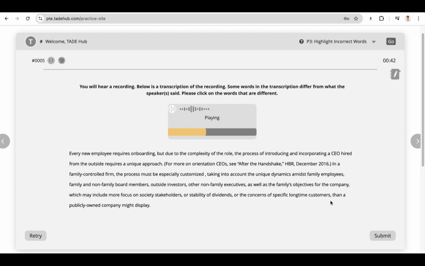In a family-controlled firm, the process must be especially bespoke, taking into account the unique dynamics between family employees, family and non-family board members, outside investors, other non-family executives, as well as the family's goals for the company, which may include more focus on community stakeholders, or stability of dividends, or the concerns of specific long-time customers, than a publicly owned company.